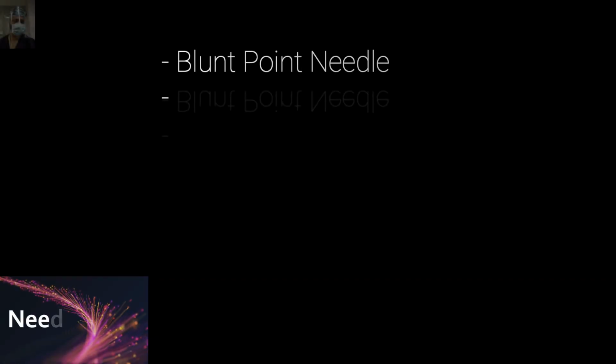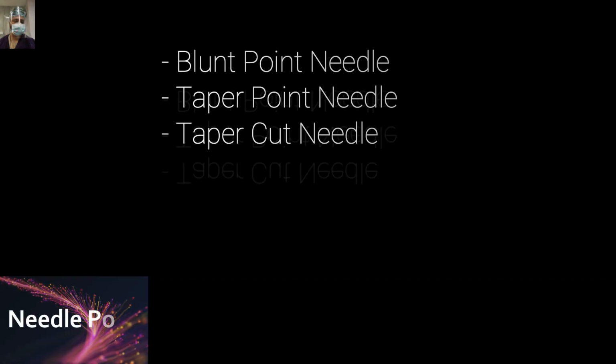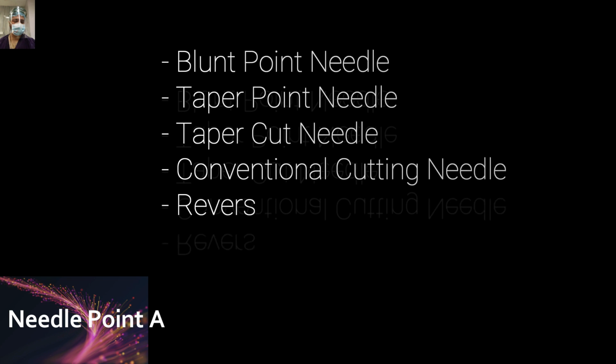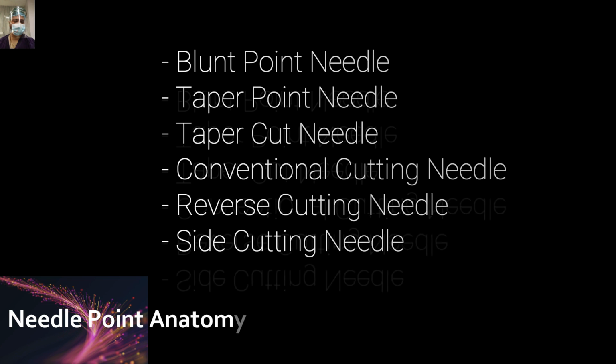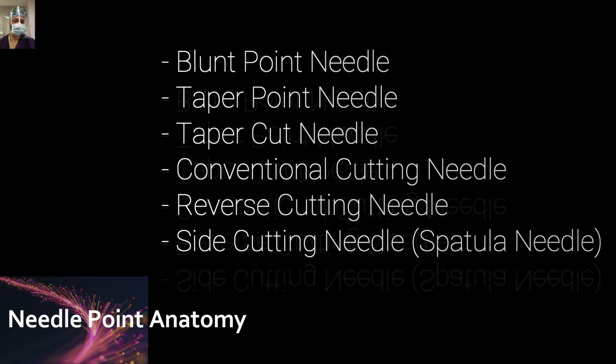Basically, friends, there are six types of needle point tips available: the blunt point, taper cut needle, conventional cutting needle, reverse cutting needle, and side cutting needle or spatula needle. We'll discuss all the needle points one by one, and it is an important part of this video so that you understand where to use what, and the advantages and disadvantages of one over another.